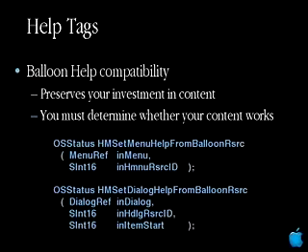So I mentioned Balloon Help compatibility, and these are the APIs that you would use to specify your existing Balloon Help resources as help tag content resources. And it does preserve your investment in content, but it's really up to you to evaluate whether you want to keep that content for your help tag implementation or not. It's really sort of the honors system, and we hope you do the right thing.